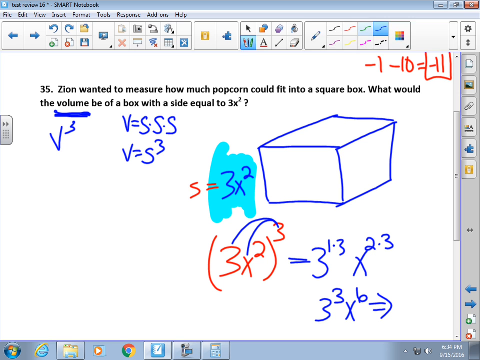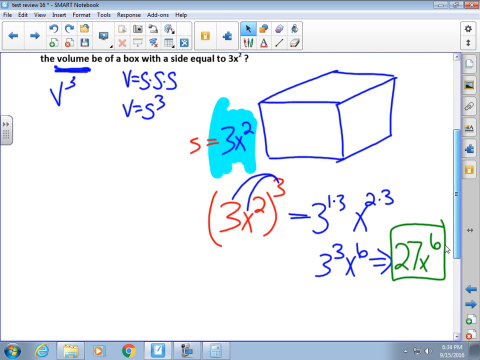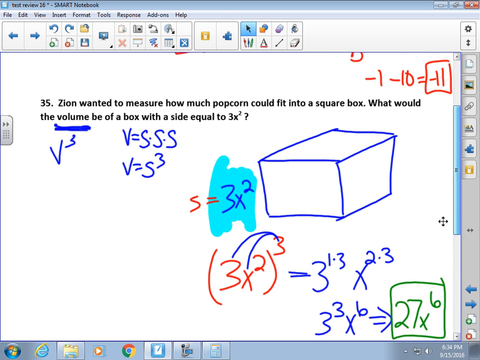I can find out what 3 to the third power is. 3 to the third power is 27, and I keep my x to the 6th. All right? Did I have to draw a picture? No, but for some people, they may need to see the picture and realize, oh, we're dealing with volume. But anytime you're dealing with volume, you're dealing with cubed. If you were dealing with area, it would be squared.